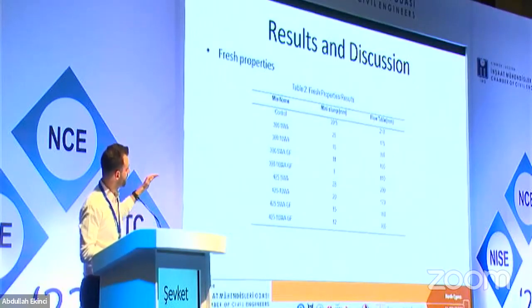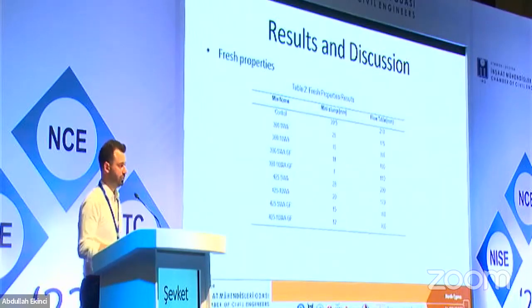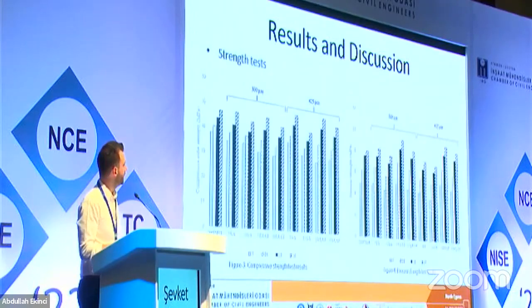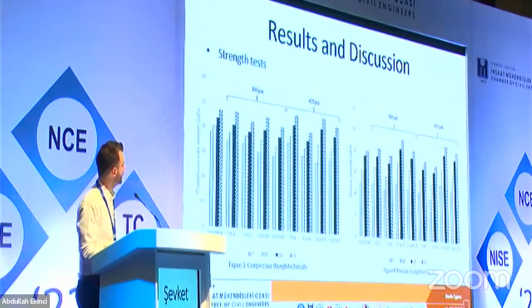However, 300 micron wood ash mixes achieved slightly lower values compared to 425. That could be due to reducing the grading, which may increase the surface area, so it requires more water. A similar trend was observed in the flow table results. As we are being challenged by time, I'm going to discuss quickly.